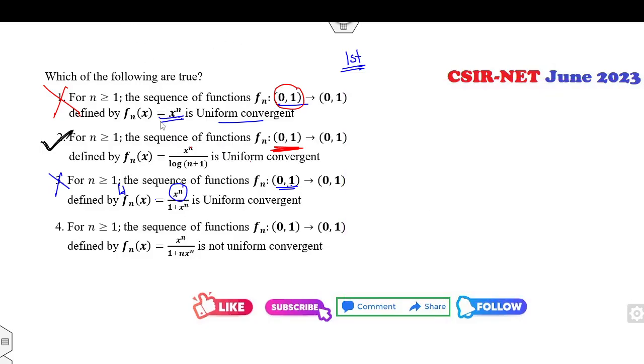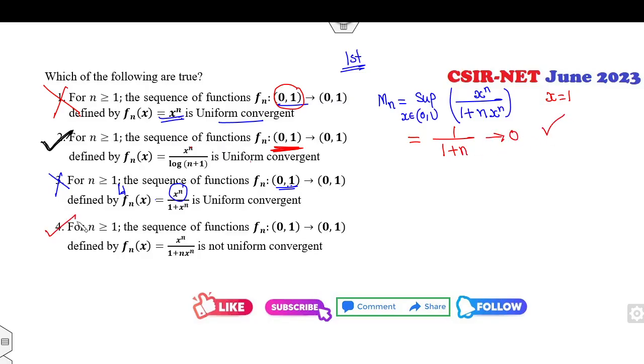Look at the last case. Clearly it converges pointwise to 0. If you apply the M_n test, it is the supremum of x raised to power n over 1 plus x raised to power n, over the domain 0, 1. Clearly the supremum occurs at x equal to 1. If you take x equal to 1, it is 1 over, and it goes to 0. Therefore it is uniformly convergent.